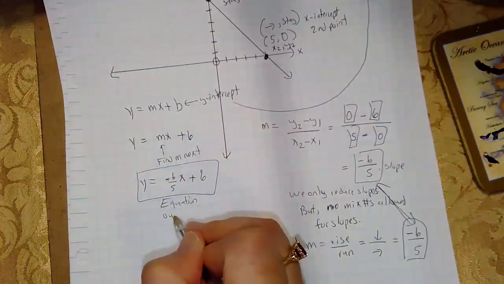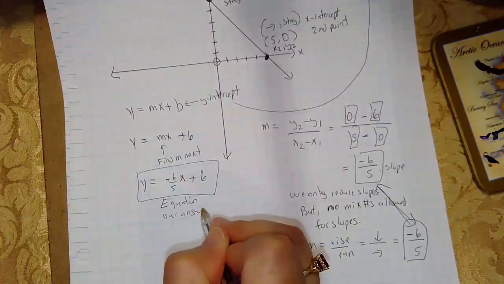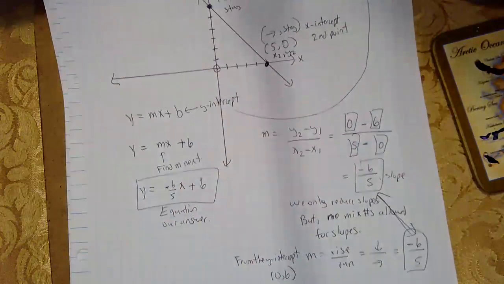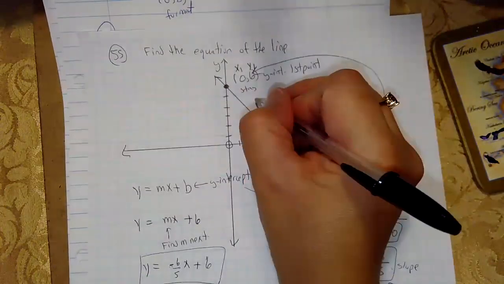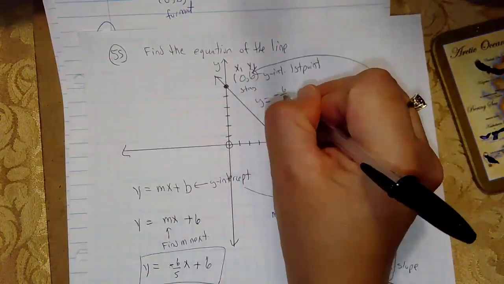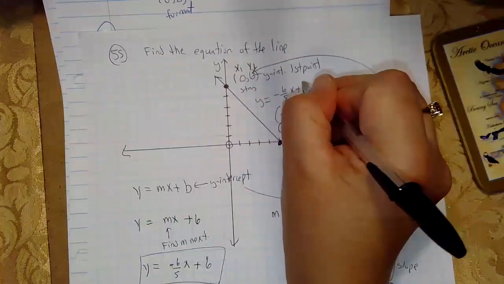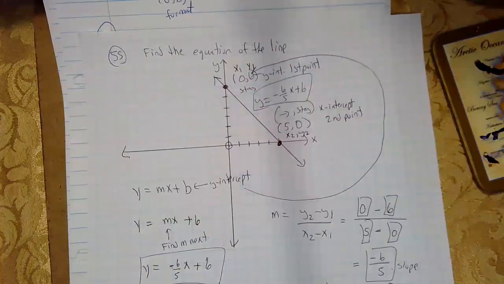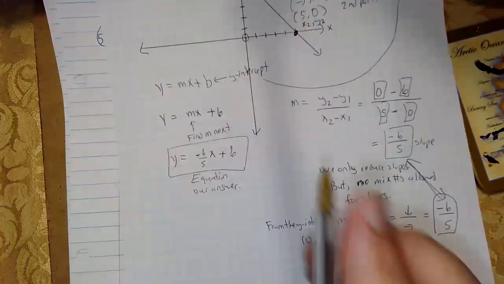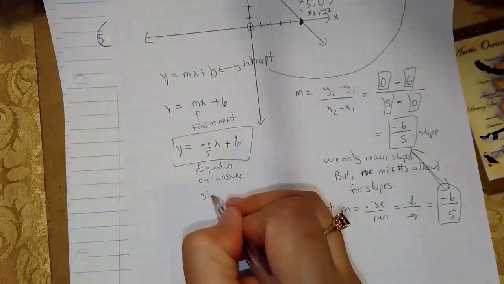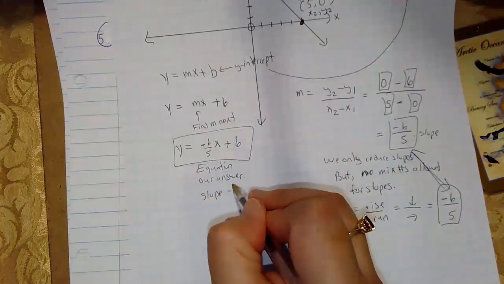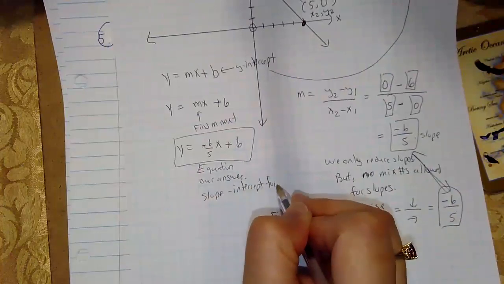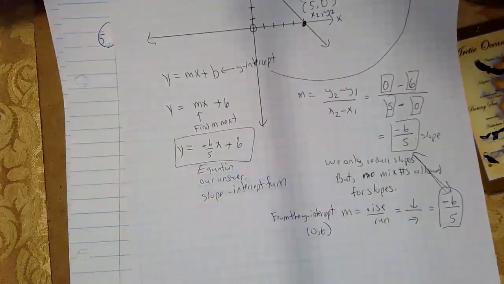Okay, but there's the equation. There's our answer. I want you to find the equation. There it is. So this is y is equal to -6/5 x plus 6. Okay, and that's called slope and then intercept form. That's called slope intercept form.